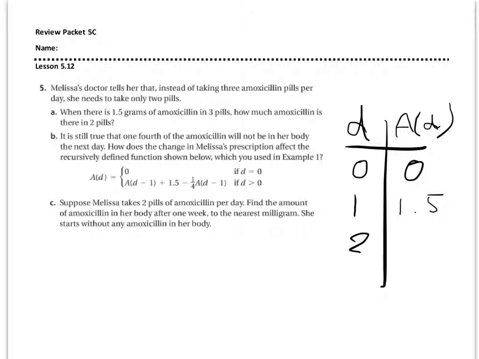So suppose Melissa takes 2 pills of amoxicillin per day. Find the amount of amoxicillin in her body after 1 week to the nearest milligram. She starts without any amoxicillin in her body. So you have to go up to 7 because you're talking about a week after, right? Just extend this table and see what you get for the output of 7.